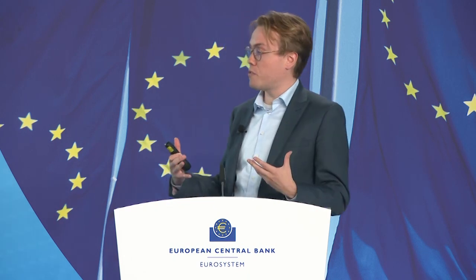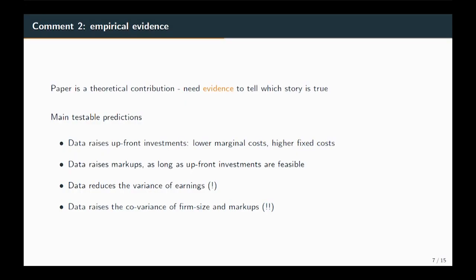In general, firms also face uncertainty about the price elasticity of demand. And for a risk-averse firm, as in this paper, where there's uncertainty about the price elasticity of demand, it might be wise to charge a lower markup. So if data enables you to learn that the price elasticity of demand is relatively low, firms can raise their markups and therefore extract rents. So these are two examples where data reduces uncertainty, but it doesn't necessarily improve the welfare of consumers. So we need empirical evidence to tell which of the stories is true.